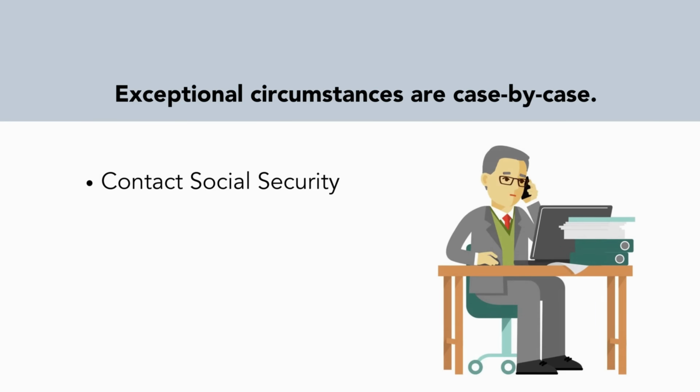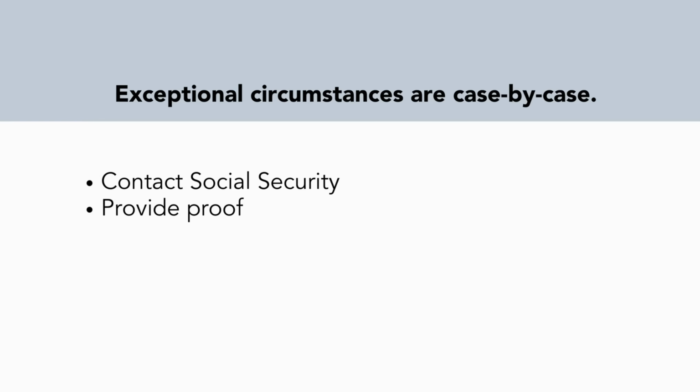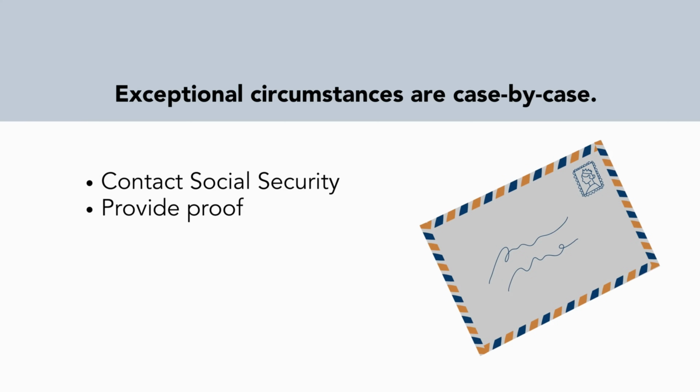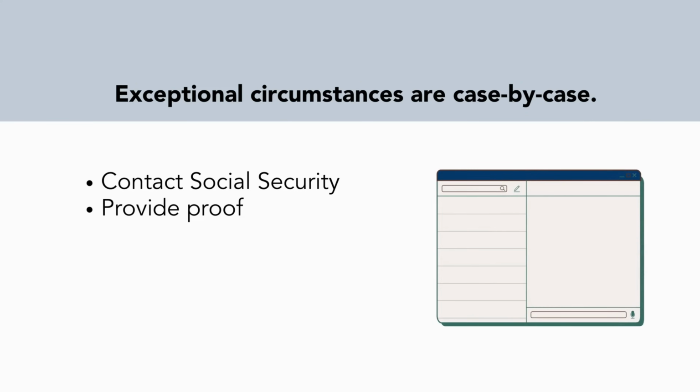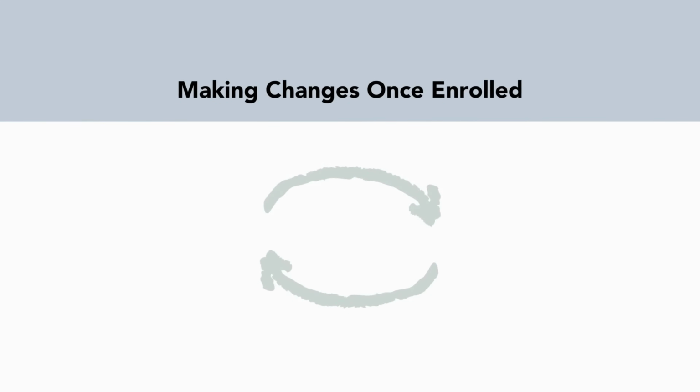To use an SEP, someone has to contact Social Security and provide proof of a qualifying event. For example, this could be a piece of mail showing your home was in an emergency area, or an email from an employer acknowledging they provided misinformation. On to our final section, making changes once already enrolled in Medicare.